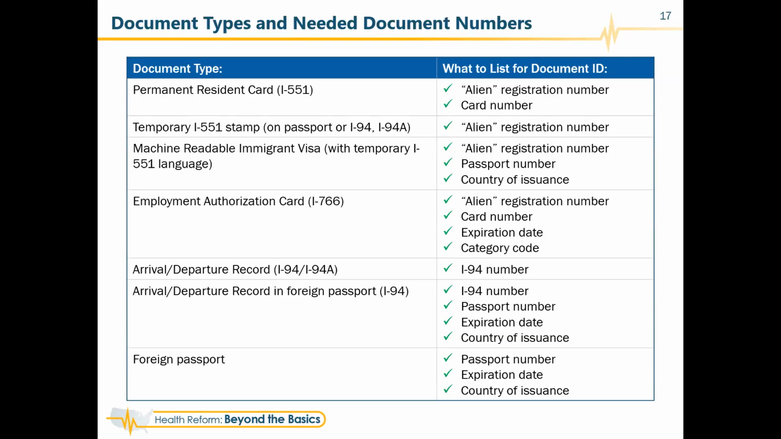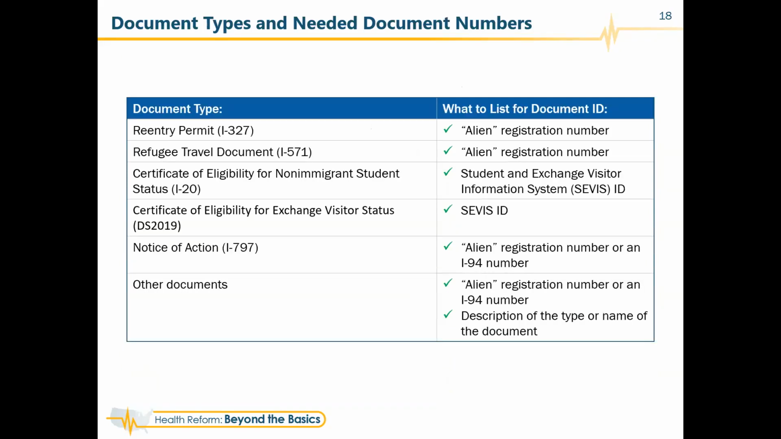So applicants are asked to select a document type, and based on the type, will be asked to provide specific numbers from their immigration documents. We included a reference list here, so you know what information will be asked of the consumer to be provided for each of the documents. And don't worry, I'm not going to read this to you, but these are just some slides that are going to be helpful for you to have as you're helping people figure out what information they're going to have to provide in their application.